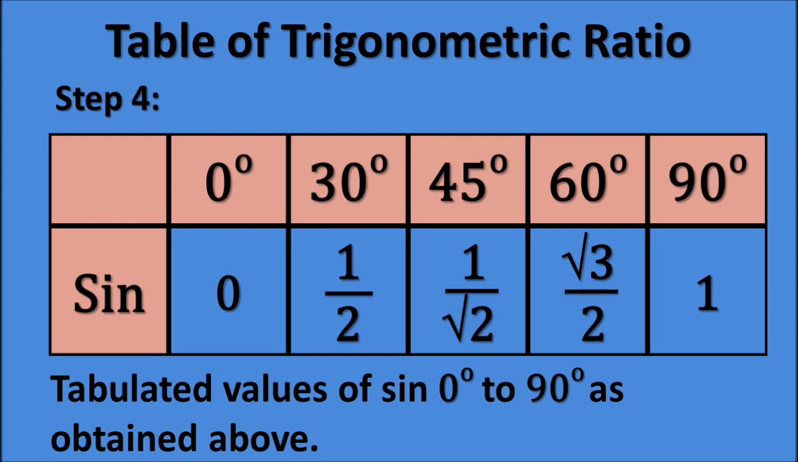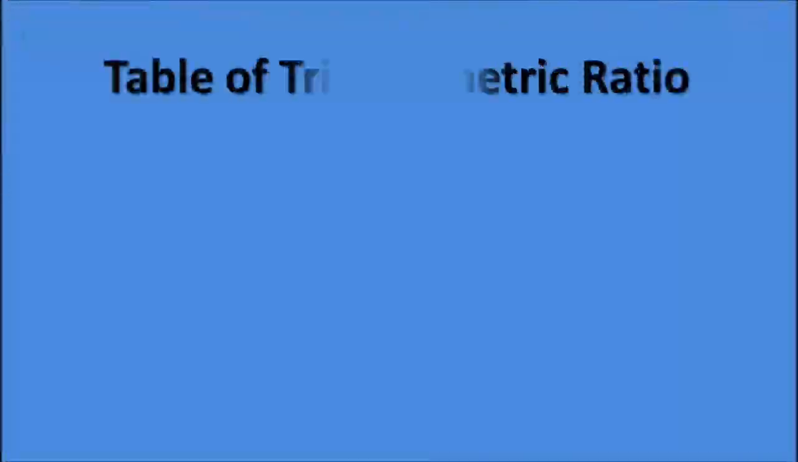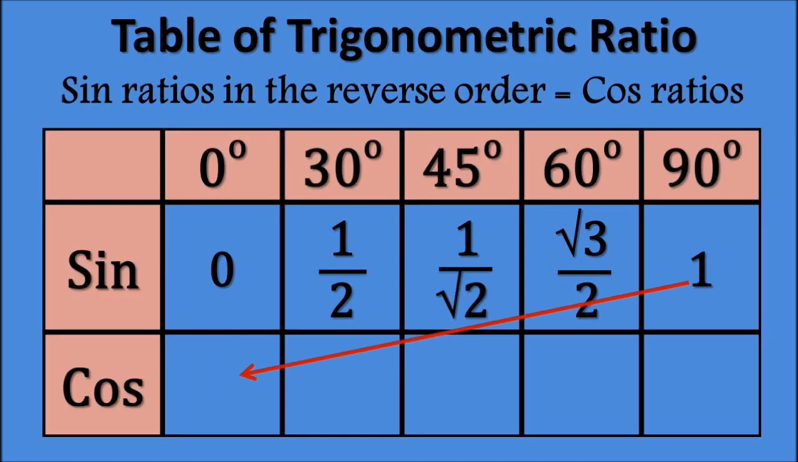Next we are going to calculate the trigonometric ratios for cos. It's very simple once you have got the values of sine. We will just have to fill up the values in the reverse order of the sine ratios. That is, cos 0 degree will be equal to sine 90 degree. That is 1.